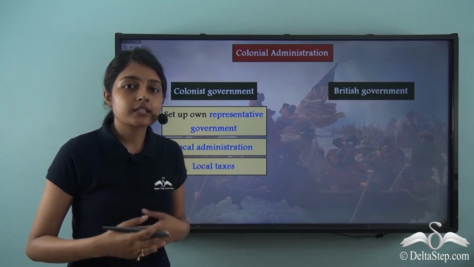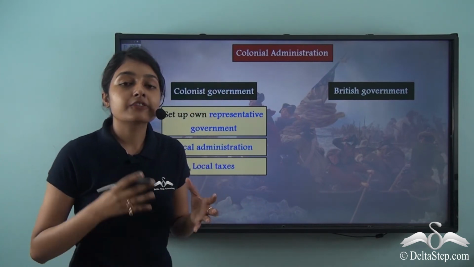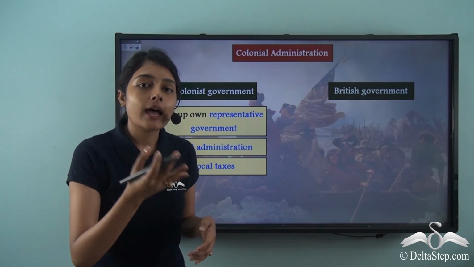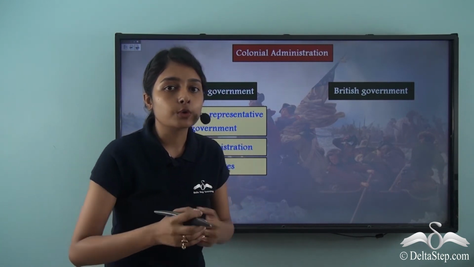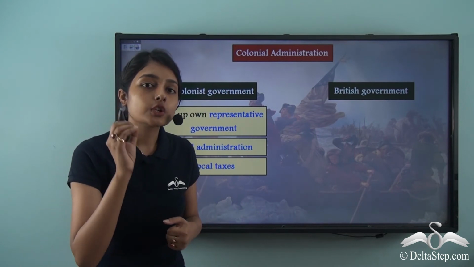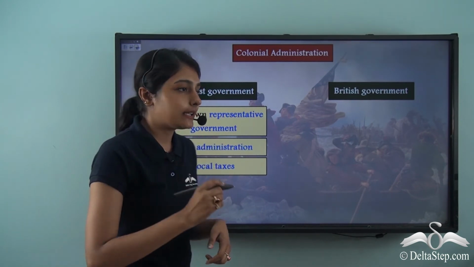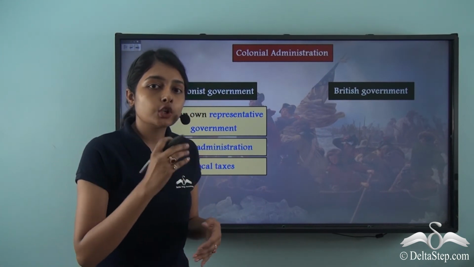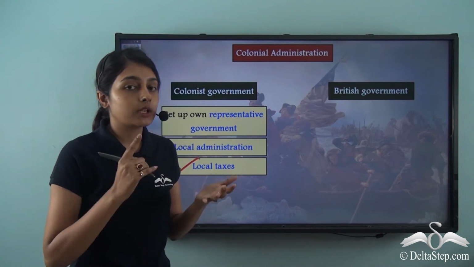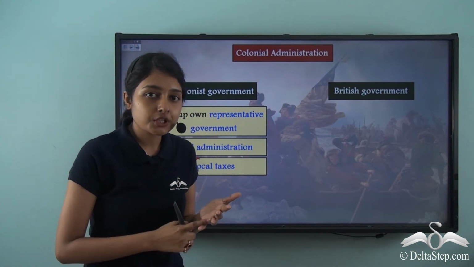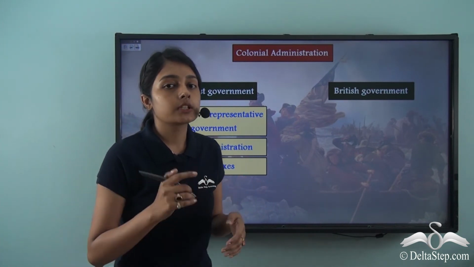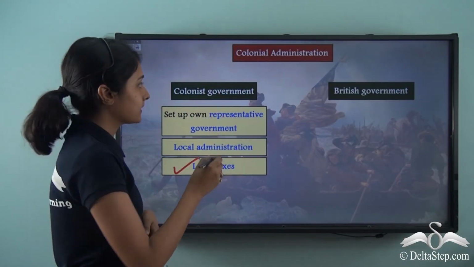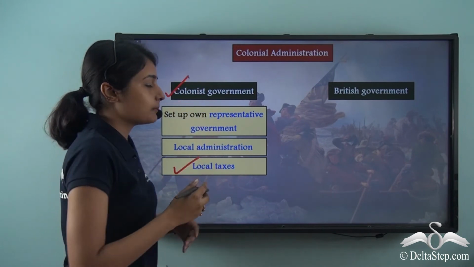Since these representative governments performed and functioned at a colonial level, what they did also happened within the local purview. They were also in charge of levying local taxes on these 13 colonies. So, these colonial governments could take care of local taxes, local administration, and local trade within the 13 colonies. But this was all the power that was at the disposal of the colonist governments.